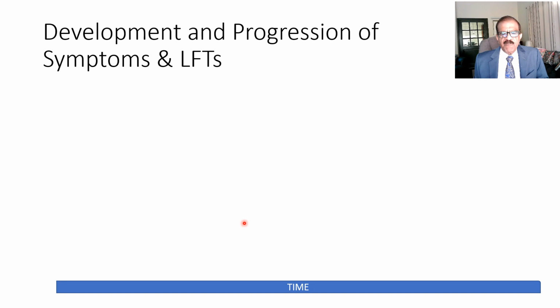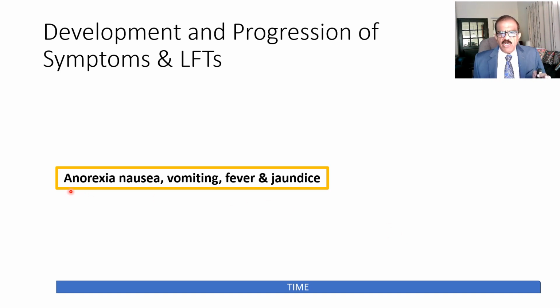Now let me explain how this condition develops, and this will help you to understand what physical symptom, what sign, which laboratory test to expect at what time. The initial symptoms are anorexia, nausea, vomiting, fever, jaundice, and dark urine. So these are the symptoms. They would be seen in all patients of hepatitis. Of course, the severity would vary, but everybody would have these symptoms.